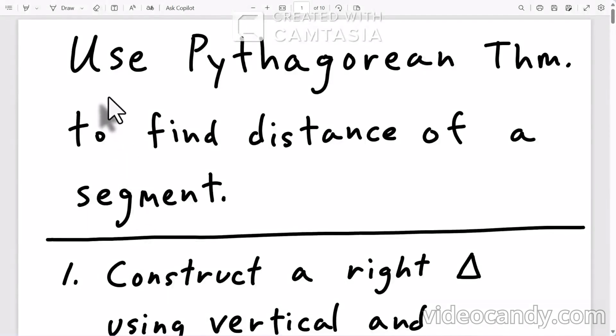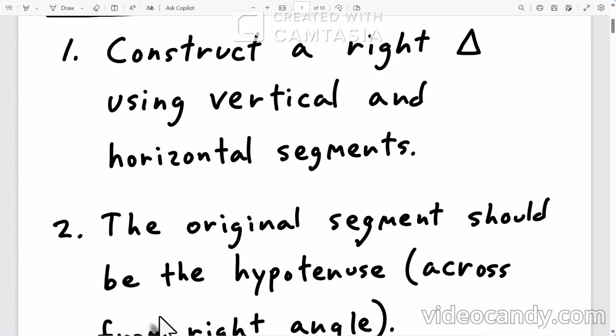All right, so this will be using the Pythagorean Theorem to find the distance of a segment. Okay, this will replace the distance formula. So before we get to the actual problems, let's go over the steps.